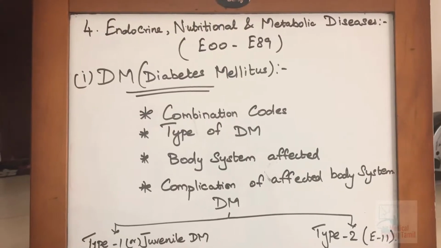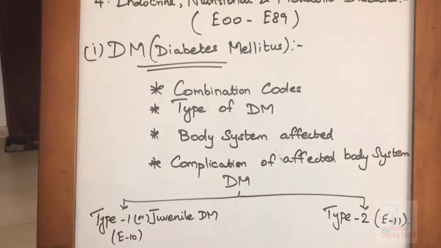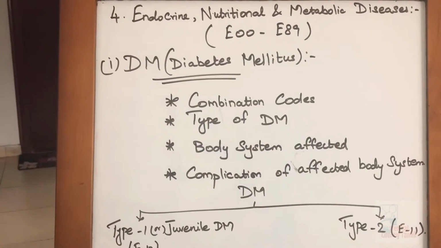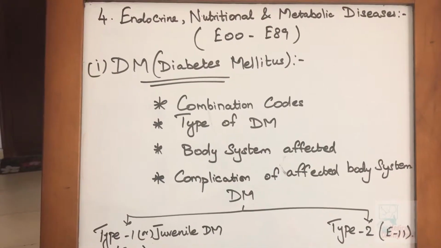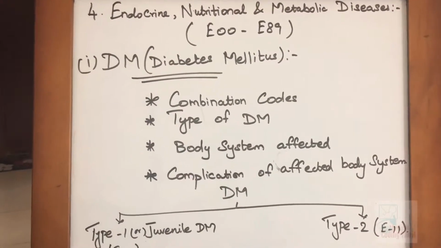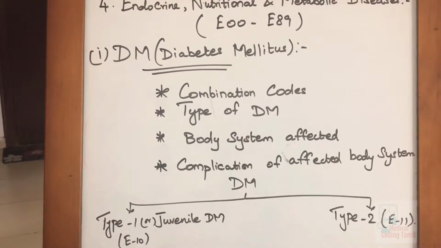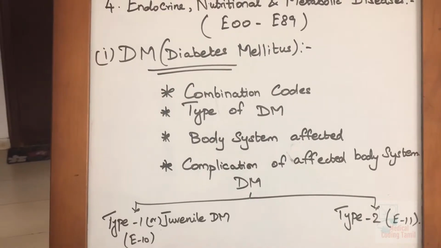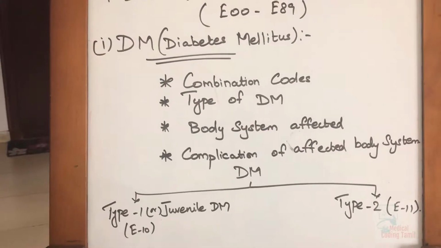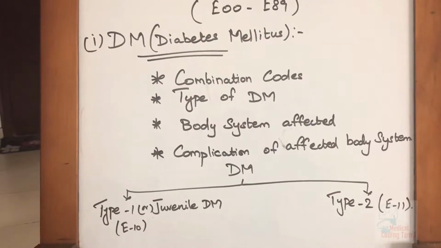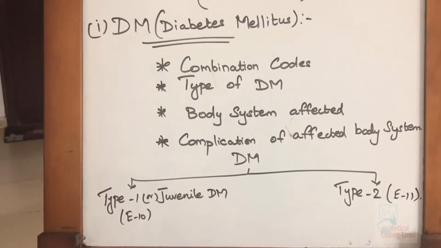We are going to see about endocrine, nutritional and metabolic diseases, chapter 4 in ICD-10-CM. This code ranges from E00 to E89. In this chapter we are seeing diabetes mellitus, in short form I wrote as DM. Diabetes mellitus code is always a combination code because it consists of the type of diabetes mellitus and the body system affected by the diabetes mellitus. If there are any complications for the affected body system, then that code is also included in the combination code.